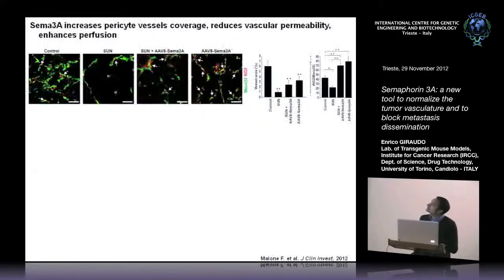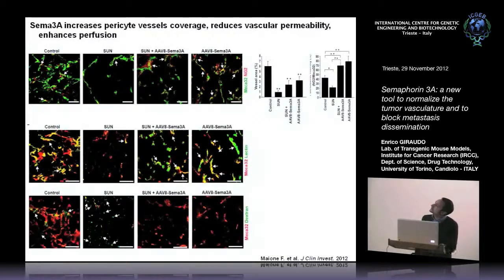And what we found, checking the pericytic coverage, the perfusion of the vessels, and the permeability, is that, as we expected, the single treatment with CIMA-3A was improving the function of these vessels compared to control. But the combination with sunitinib, as you can see here, was dramatically decreasing the pericytic coverage and the function of the vessels, and the combination was driving the tumor back to more functional vessels.